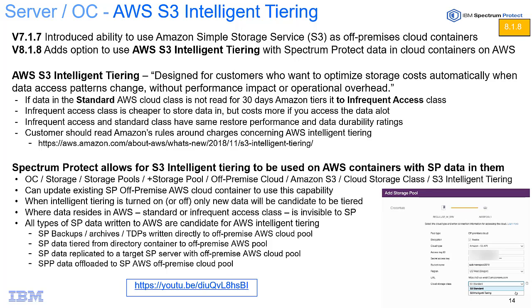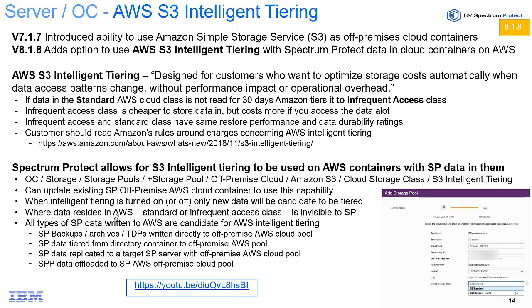Once you've turned on AWS S3 Intelligent Tiering inside of Amazon, then you will go to Spectrum Protect. And inside of your OC storage pools, when you are creating an off-premise cloud, you now have the ability to choose this intelligent tiering as where you want to place the data instead of just the normal S3 standard place. From that point on, Spectrum Protect will allow AWS to tier that data as AWS sees fit.